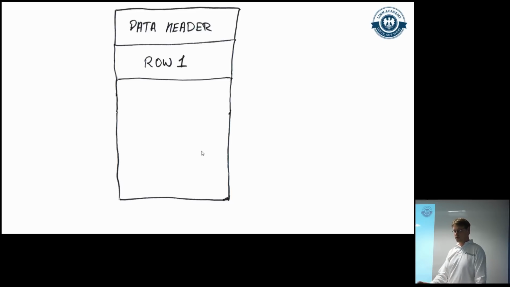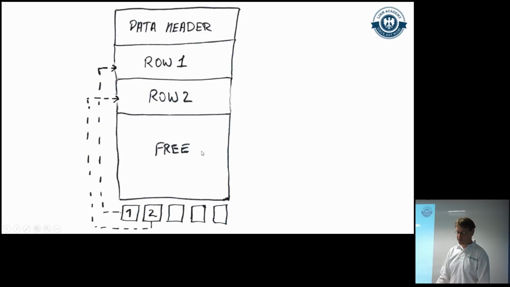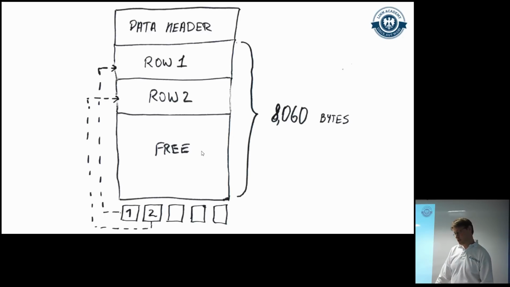So within that 8 kilobytes, you can store row data, row 1, 2, and then some free space. And then we have the row offset, something like 24 bytes at the end of that 8 kilobyte chunk. We have some pointers to specify where our row 1 and row 2 are within that data page. Okay, and the whole area where we store the data is 8,060 bytes long. Plus the header, plus the row offset makes it exactly 8 kilobytes.